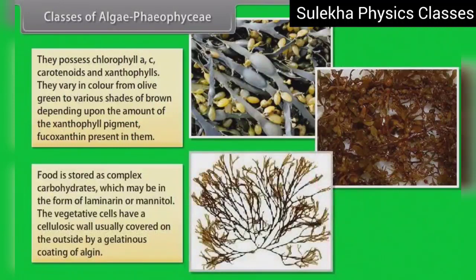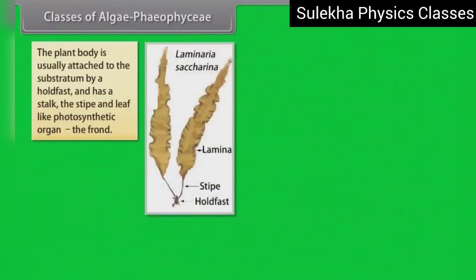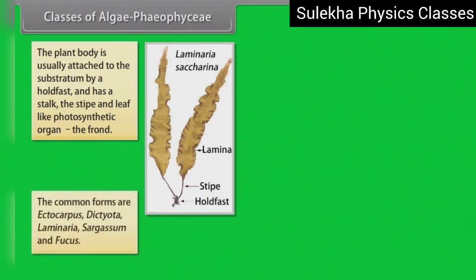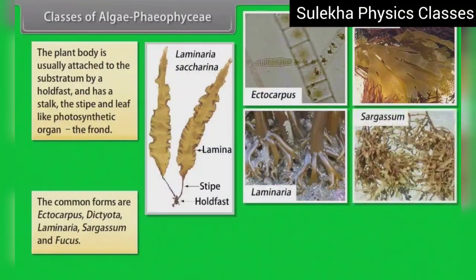Food is stored as complex carbohydrates, which may be in the form of laminarin or mannitol. The vegetative cells have a cellulosic wall usually covered on the outside by a gelatinous coating of algin. The plant body is usually attached to the substratum by a holdfast and has a stalk, the stipe, and leaf-like photosynthetic organ, the frond. The common forms are Ectocarpus, Dictyota, Laminaria, Sargassum, and Fucus.